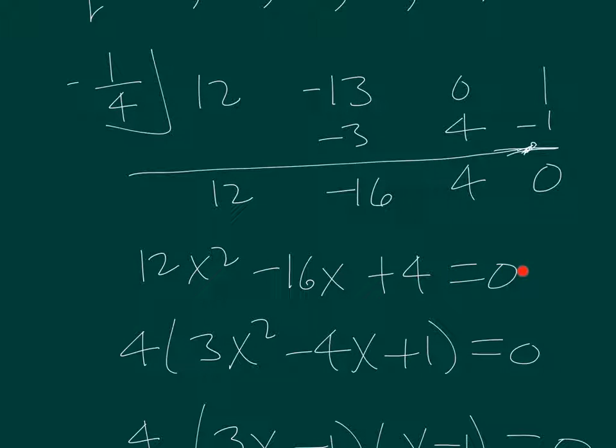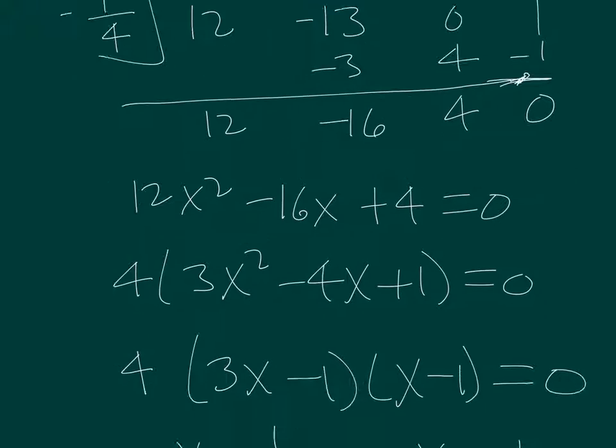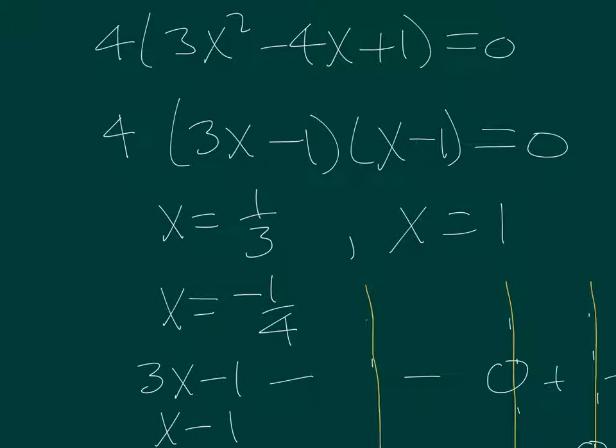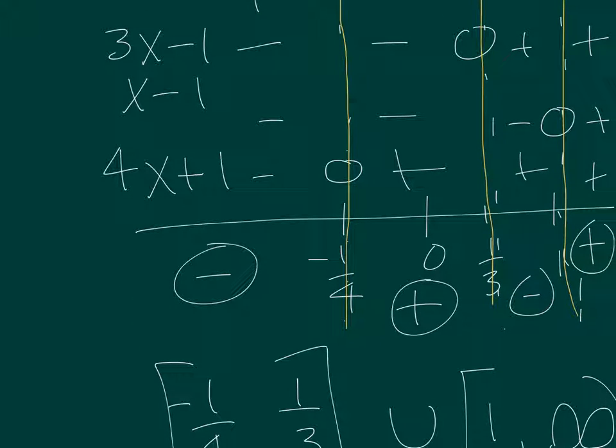So we'll set this equal to 0, factor out a 4, and that'll leave us with 3x squared minus 4x plus 1. And then factor that into 3x minus 1 times x minus 1. So we have roots 1/3, 1, and minus a fourth. And that would give us the factors 3x minus 1, x minus 1, and 4x plus 1. And now we'll find out where those things are 0. 4x plus 1 is 0 at minus a fourth. x minus 1 is 0 when x is 1. And 3x minus 1 is 0 when x is a third.